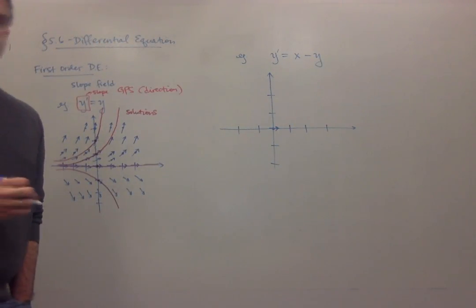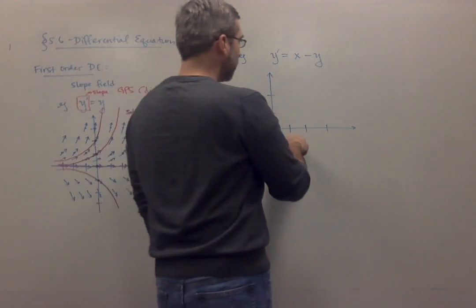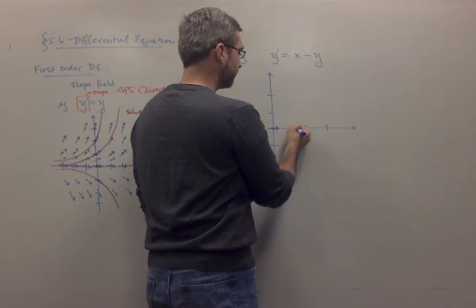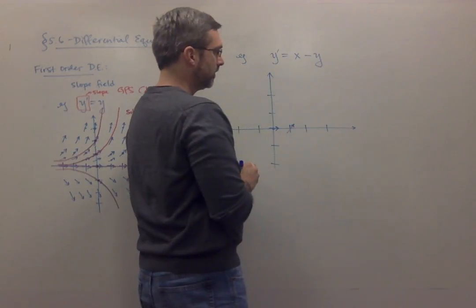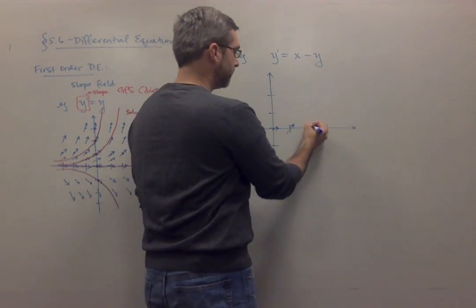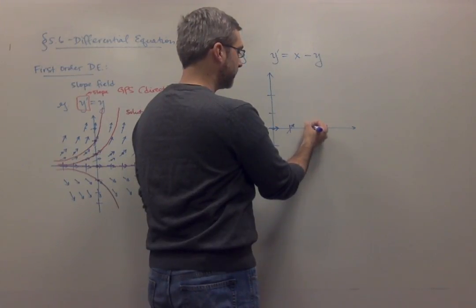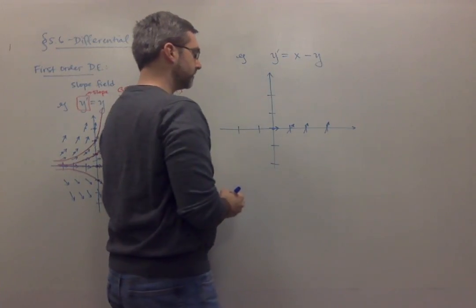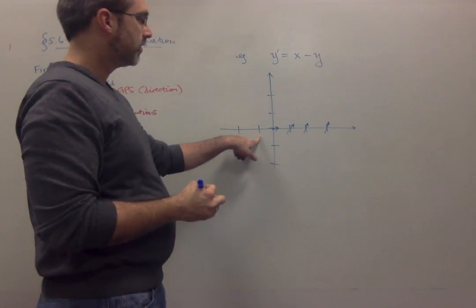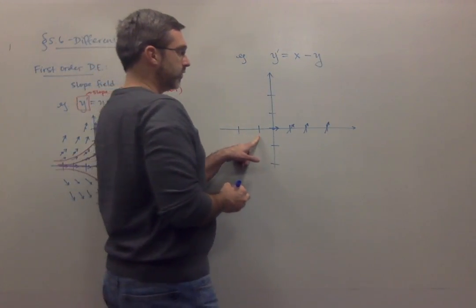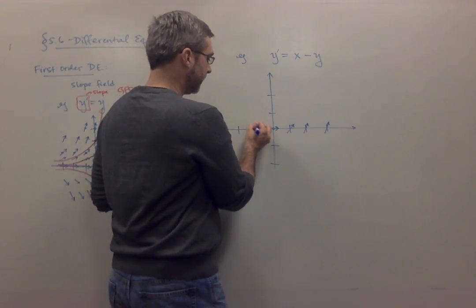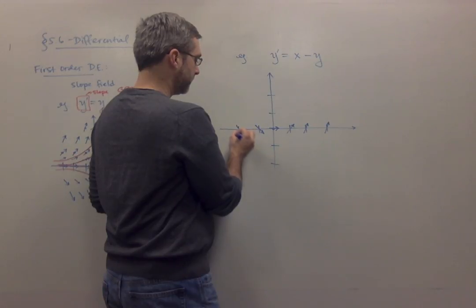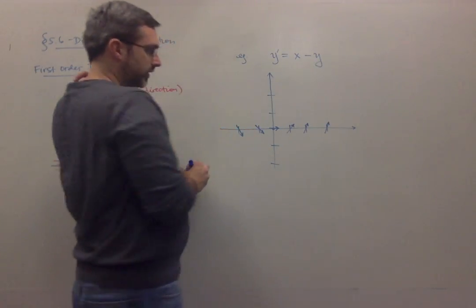arrow right there. When x is 1 and y is 0, we're going to have a slope of 1. When x is 2 and y is 0, we're going to have a slope of 2, then a slope of 3, and it just keeps getting steeper. Back here, when x is negative 1 and y is 0, we have a slope of negative 1. And back here, we have a slope of negative 2, and it keeps getting steeper that way. Okay?